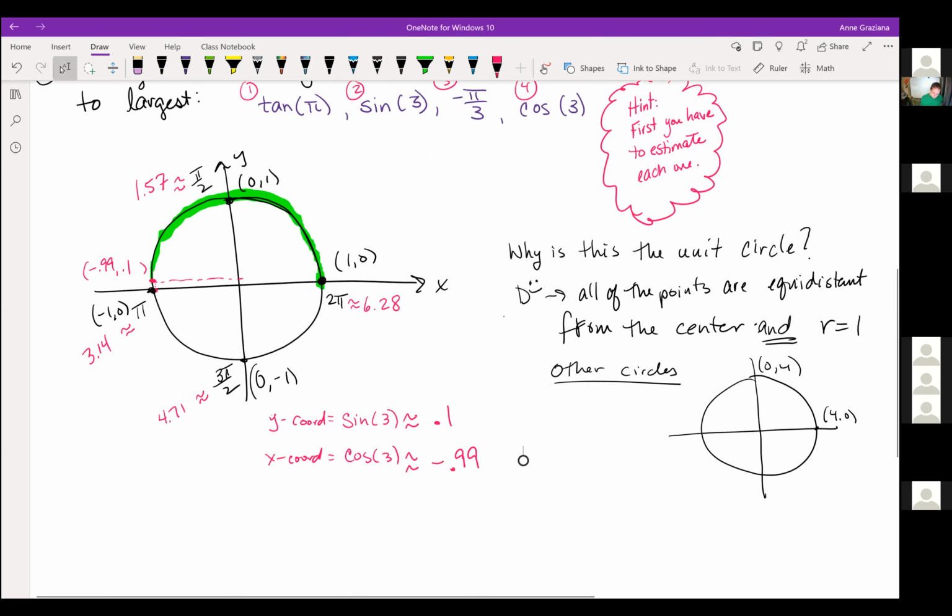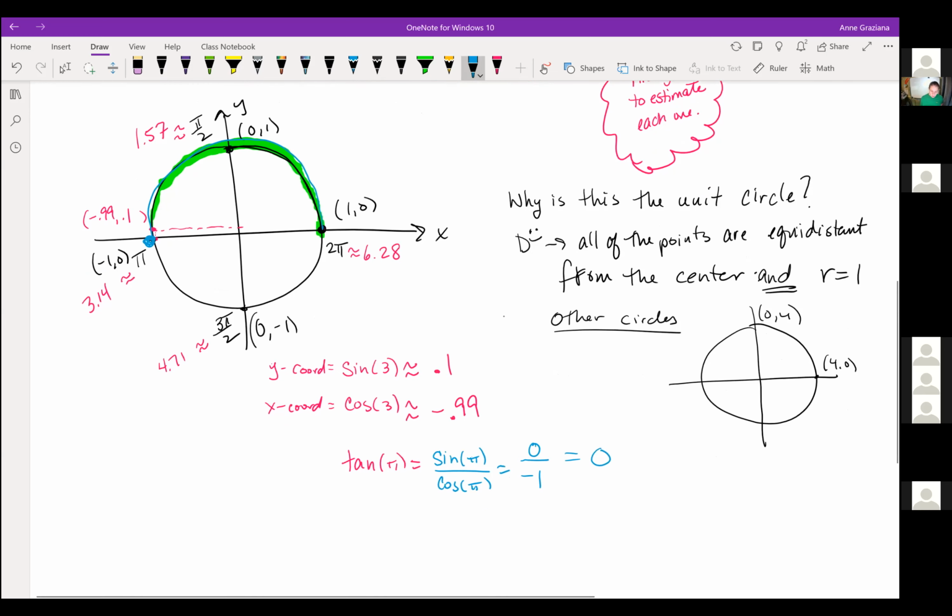Now, let's look at tangent of pi. Okay, that's an exact stop. All right, I'm going to use this blue here. If I go around, this is pi. Tangent is sine of pi over cosine of pi. That point there, the y coordinate is 0 and the x coordinate is negative 1, which turns out to just be 0. Any questions about that?